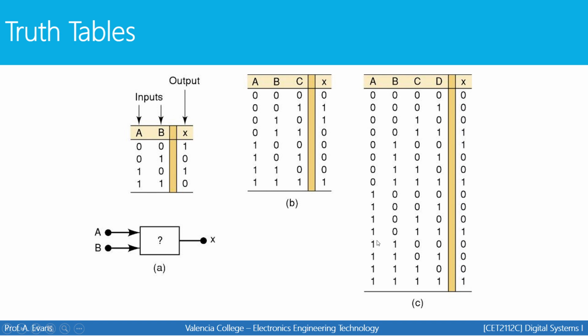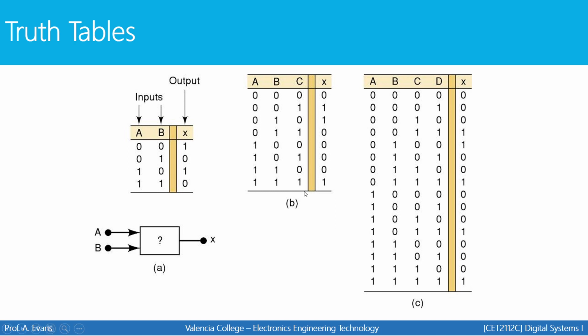So there's a relationship that you can always use to determine how large your truth table will become. Notice that as we add more inputs, the truth table gets larger. And it gets exponentially larger based on 2 to the n, where n is the number of inputs.